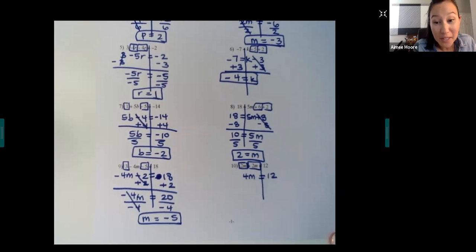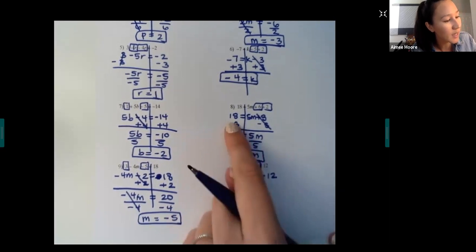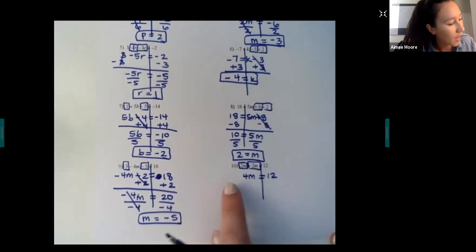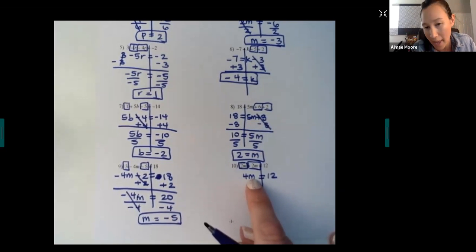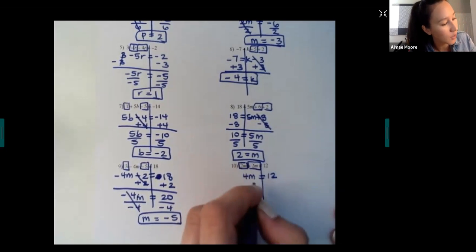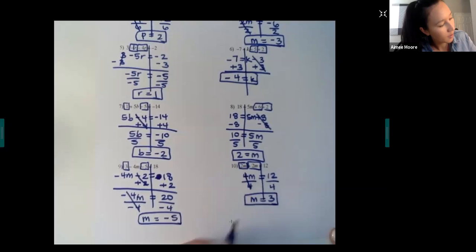So usually we do. This one's actually one step ahead. We don't have anything to add or subtract. So right now 4 is being multiplied by m. So that skips us down to our last step. So we're going to need to divide. And so m equals 3.